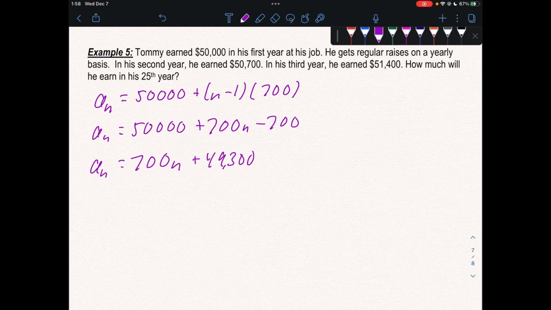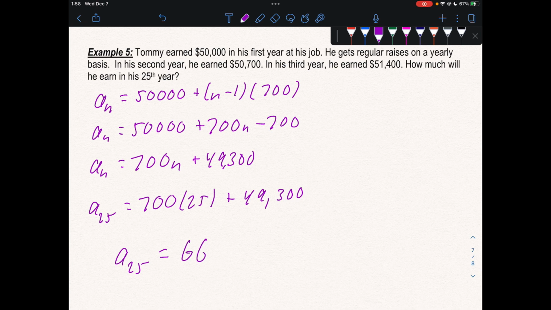Now if we put 25 in there, 700 times 25 plus 49,300. I'm not going to try to do that one in my head. I'm going to go to my calculator here. 700 times 25 plus 49,300. In his 25th year, he'd be making $66,800.